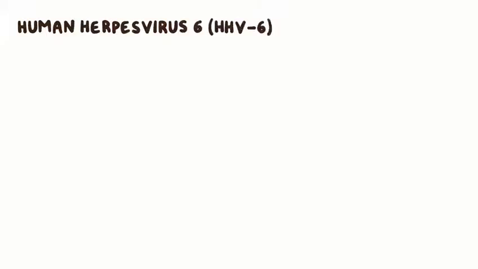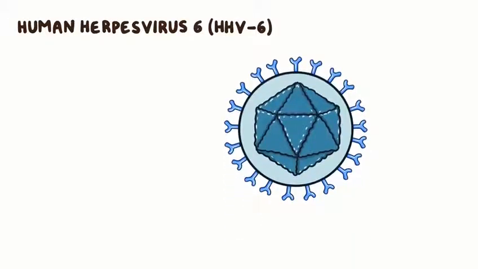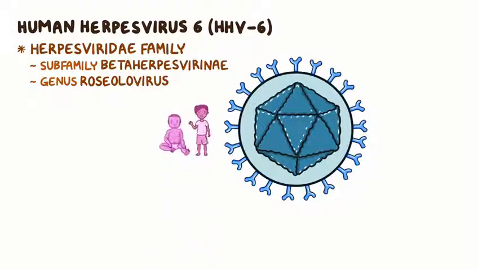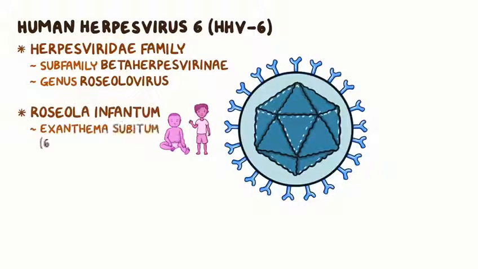Human herpes virus 6, or HHV6, is a double-stranded DNA virus, which belongs to the Herpesviridae family, subfamily Betaherpesvirinae, genus Roseolovirus. HHV6 primary infection is the cause of the common childhood disease called Roseola infantum, also known as exanthema subitum, or sixth disease.